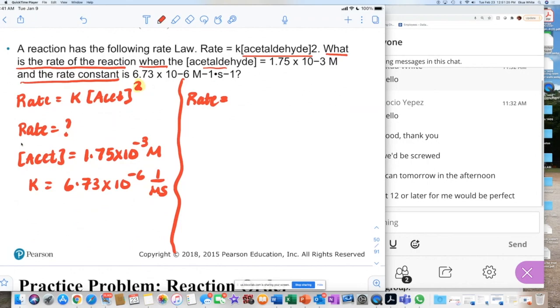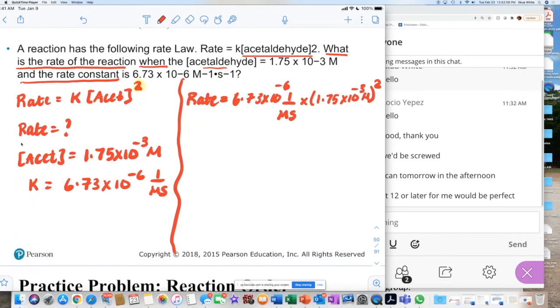Okay. Rate equals K, what is K? 6.73 times 10 power negative 6, 1 over M s, that's the unit for K, times acetaldehyde, 1.75 times 10 power negative 3. I have to square this, so I'll deal with the square number first so I don't forget. Open parentheses, 1.75 exponent negative 3, close parentheses, and then square this.